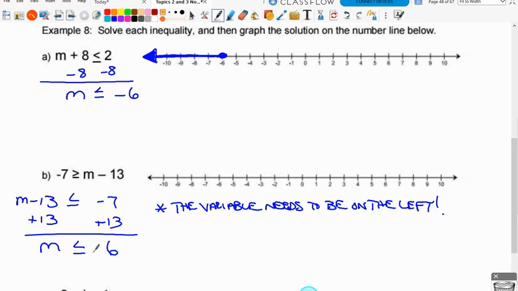So now I'm going to start at 6, and since I can be equal to 6, I'm going to put a closed circle on 6. And now I need all of the numbers that are going to be less than 6. So again, I'm going to shade to the left on my number line. This is every fraction, decimal, and integer that is less than 6. Don't forget to bold the arrow on the left-hand side as well.